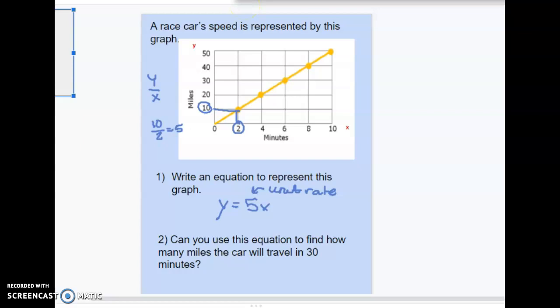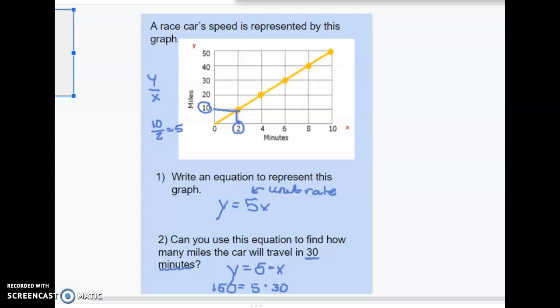So let's look at how we can use this equation. We know that y is going to equal 5 times whatever x is. So if we look, x is the number of minutes. We want to know how far this car will travel in 30 minutes. So instead of the x, I'm going to plug in 30. If I have 30 times 5, it's going to give me y. So 5 times 30 is 150.